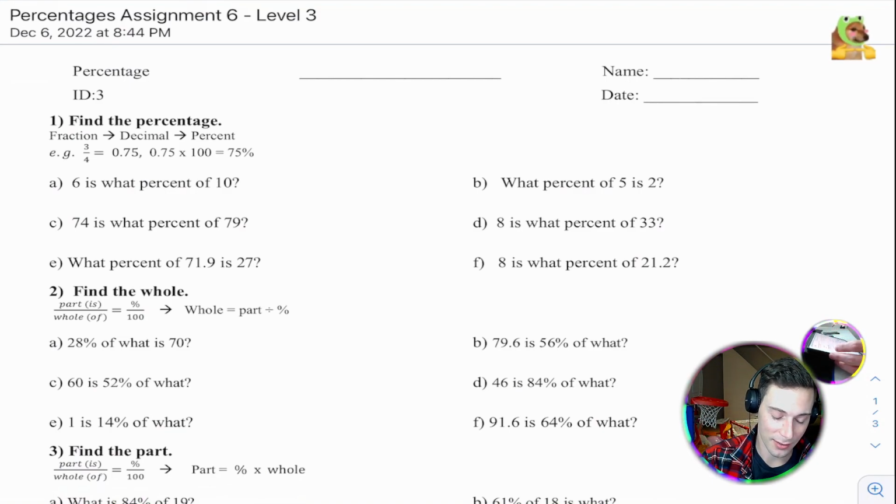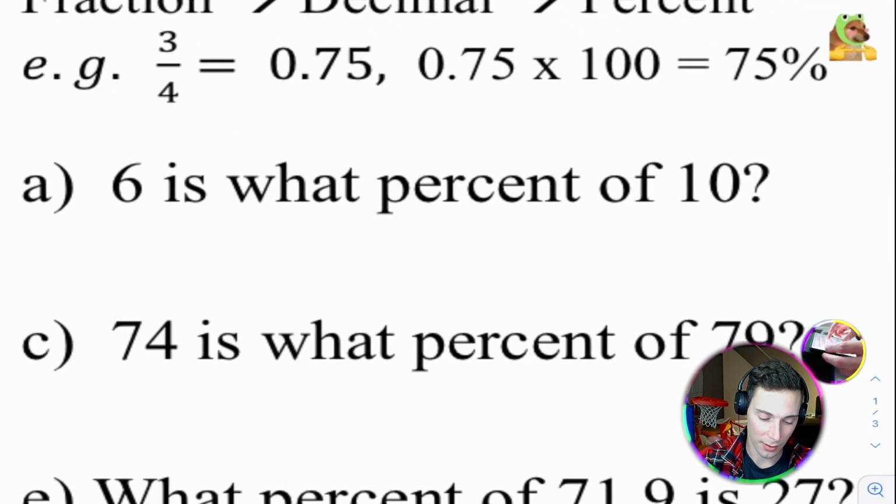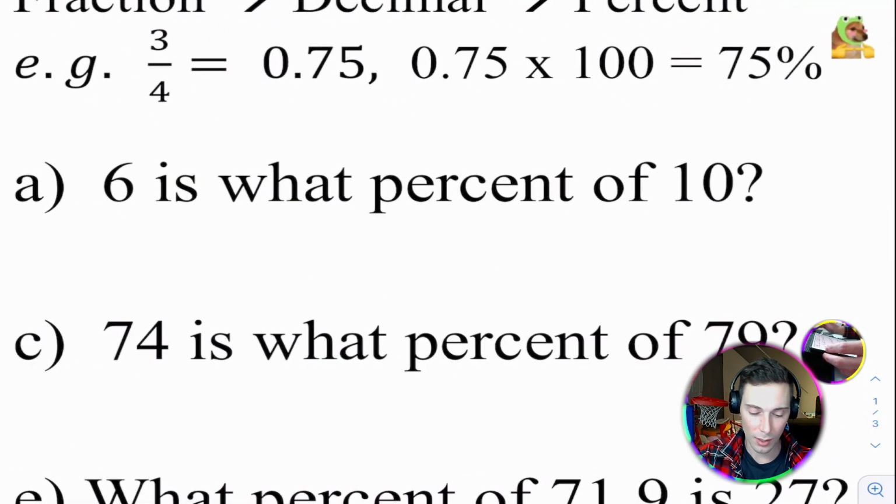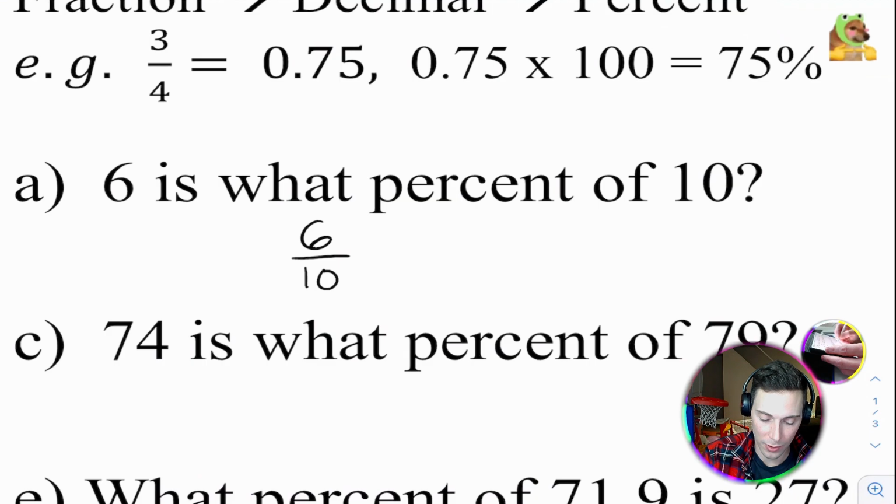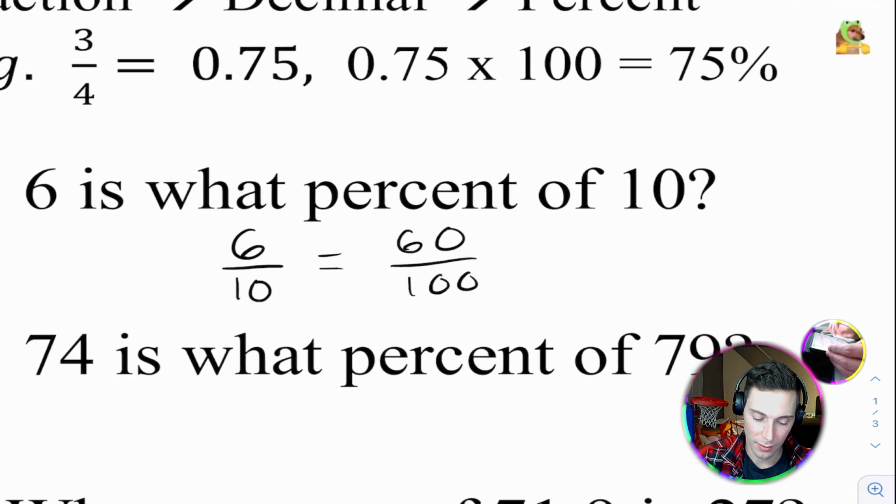Percentages assignment 6, and we're going to be going through this quickly. We're going to be finding percentages, this first one here. So question 1A, let's jump into it here. Question 1A, 6 is what percent of 10? I'm not even gonna use my calculator for this one. This one is going to be 6 over 10, which is equivalent to 60 over 100, using my equivalent fractions. And of course, 60 over 100 is 60%.